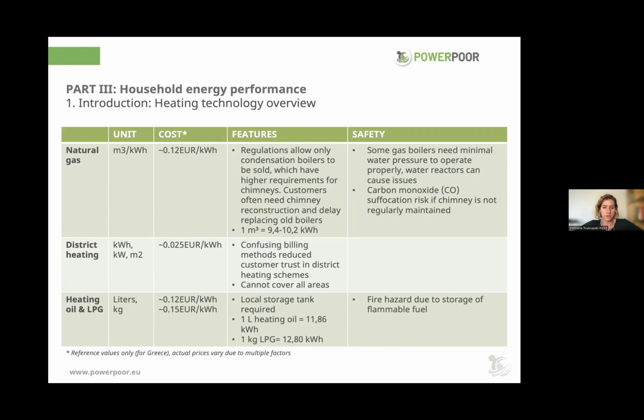Regarding district heating, of course, it's a very economic heating technology, but in many cases the billing methods may be confusing, and this may cause reduced customer trust in these schemes. And of course, the main problem is that we cannot cover all areas. At least in Greece, it's a very small percentage of the country that can be covered by district heating.